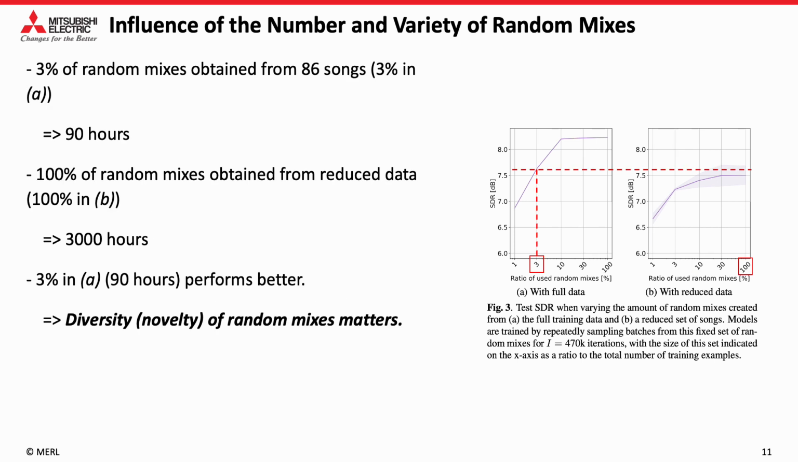One more interesting thing that we found here is that 3% of random mixes obtained from the whole training dataset, which corresponds to 90 hours of random mixes, performs better than 100% of random mixes obtained from the reduced data pool, which corresponds to 3,000 hours. This implies that the diversity or novelty of random mixes matters for the final performance.